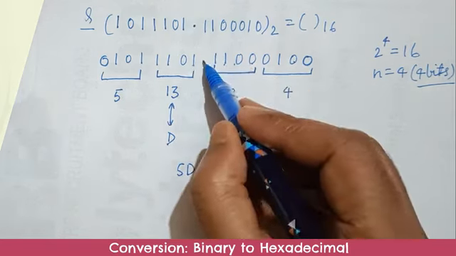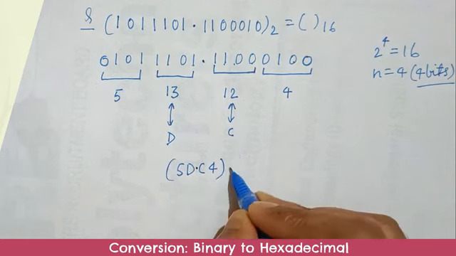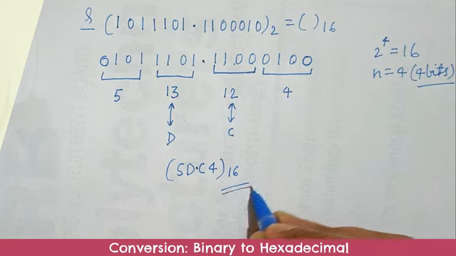So, our final value in hexadecimal will be 5D.C4. I hope that you have understood this concept.